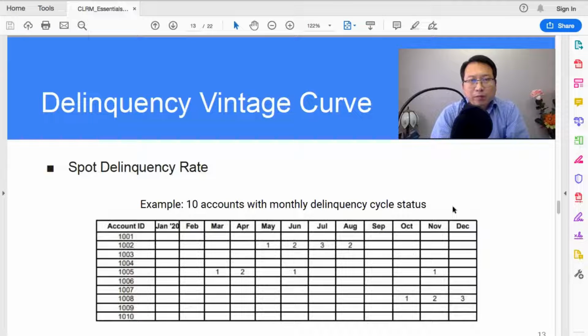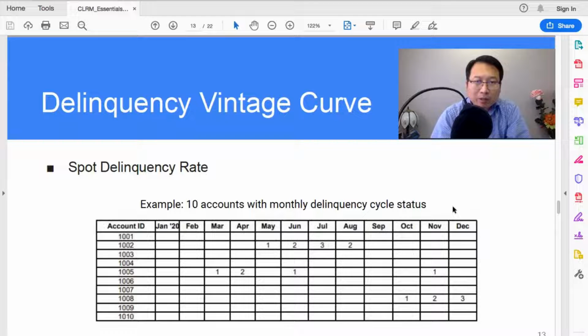Delinquency vintage curve. First, let's look at the idea of spot delinquency rate. We'll use a simple example here. Let's say this portfolio only has 10 accounts. Then, over 12 months in the year 2020, the table below shows the actual delinquency cycle of each account.